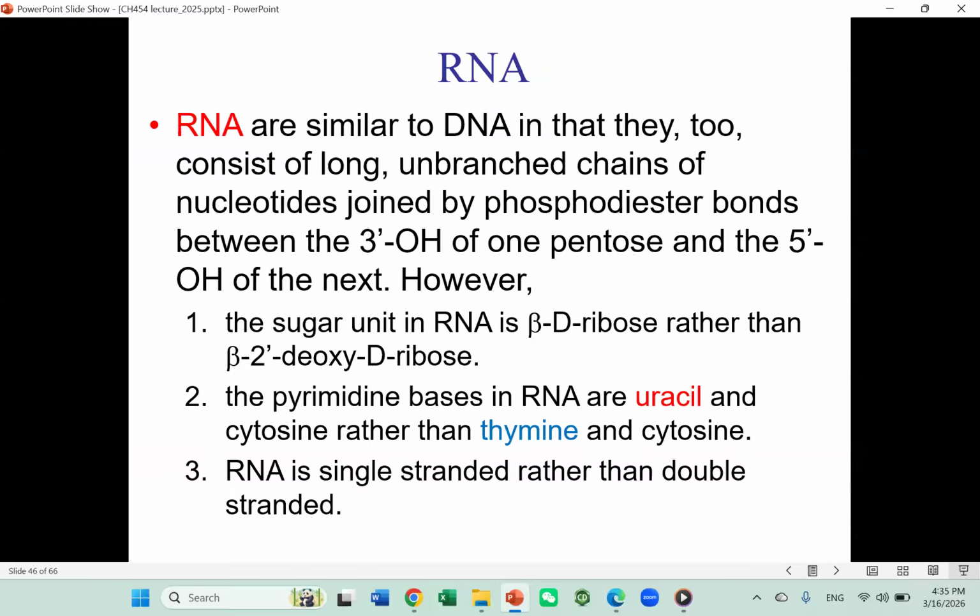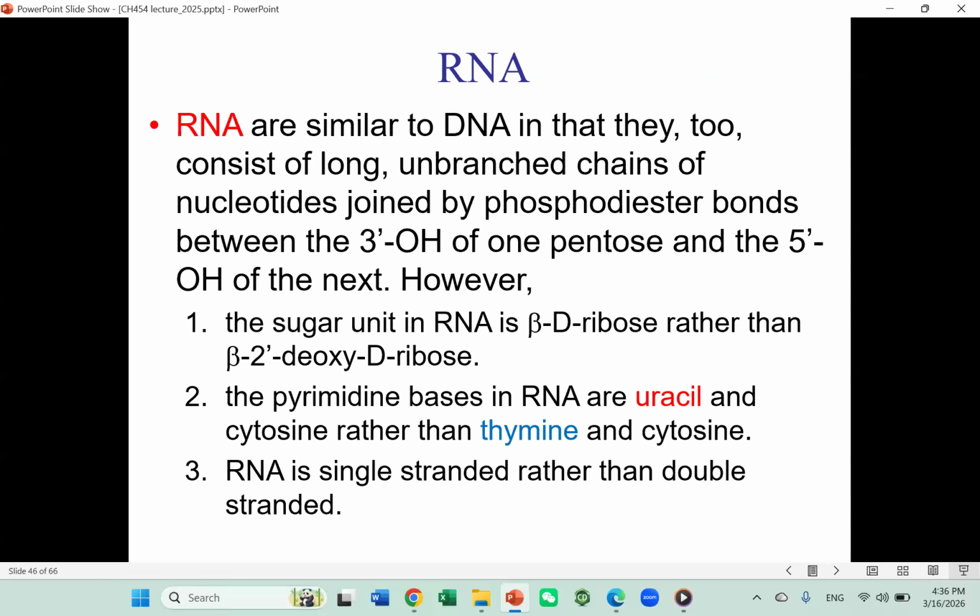Next is the RNA. RNA has a similar structure to the DNA, but there are three differences. The first one is that the sugar unit of the RNA is ribose. Ribose means the 2' position should have an OH group, and the DNA has a different group, a hydrogen, on the 2' position.